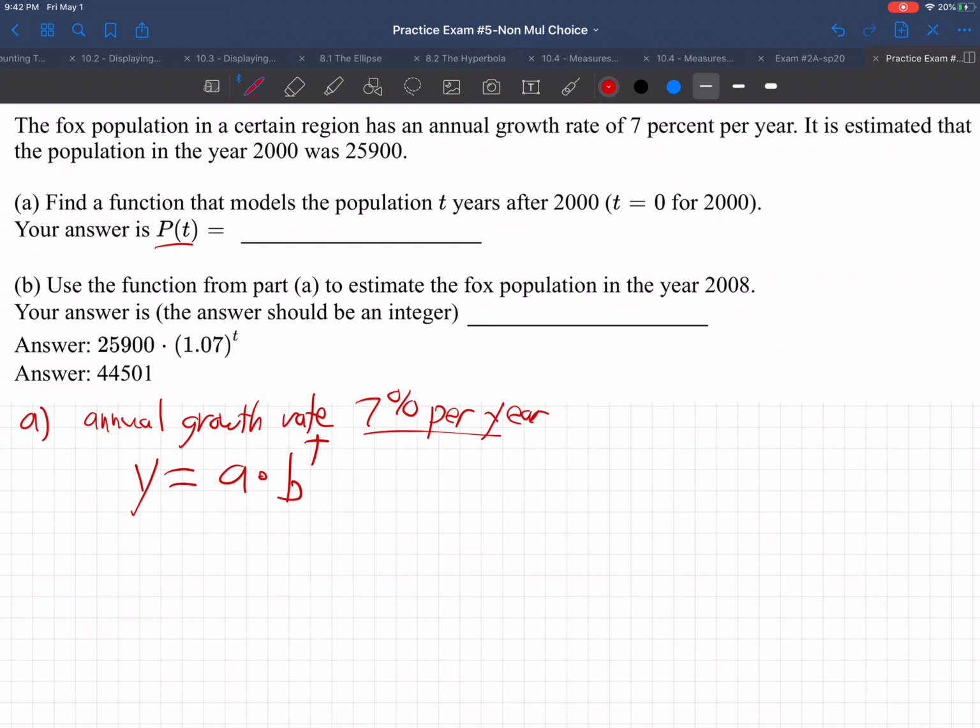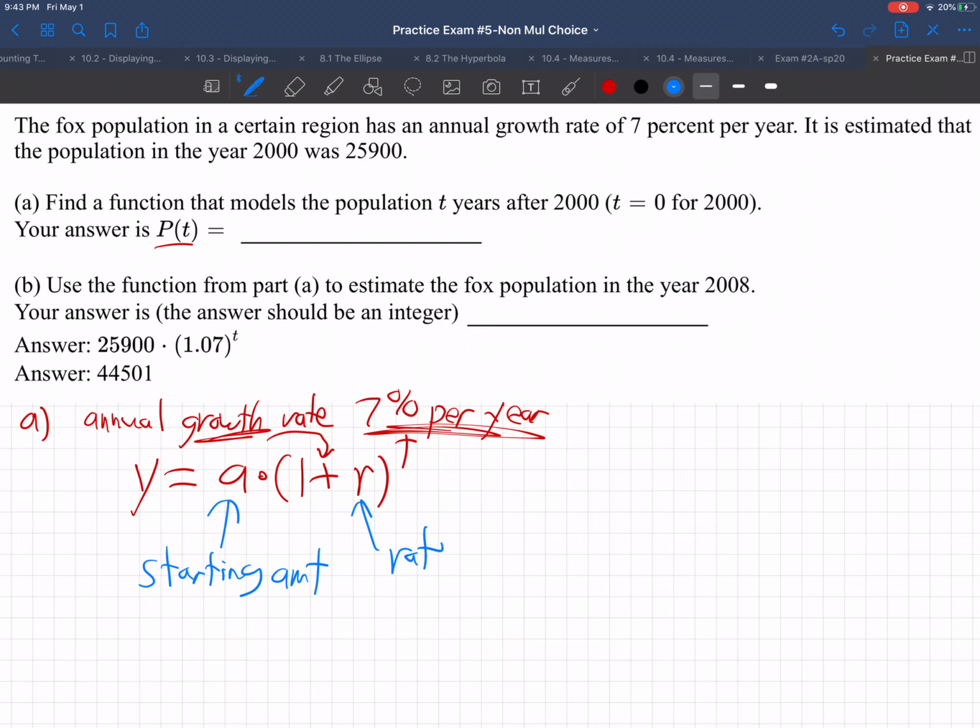When something is growing by a steady percent every year, specifically, we'll replace that b with 1 plus r, to the t, where r is the rate. So it's plus for growth, because it's growth, it's plus. Let me mention what the a is. The a is the starting amount, and the r is the rate.